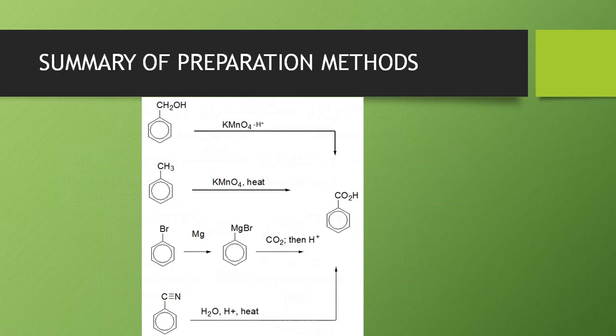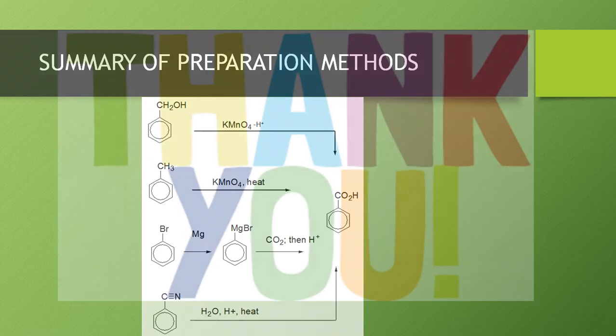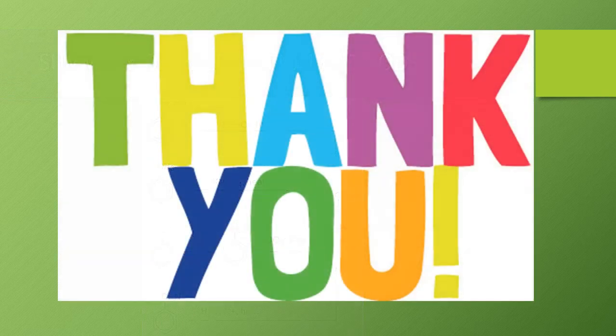This is a summary of preparation methods. You can see first is alcohol. From alcohols on oxidation, you get benzoic acid. Alkyl benzene can be converted. Bromobenzene using Grignard reagents can be converted. CN on hydrolysis can also be converted to benzoic acid. So this is all for the day.